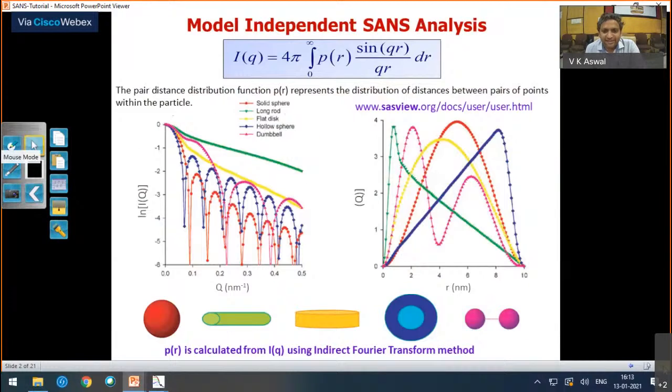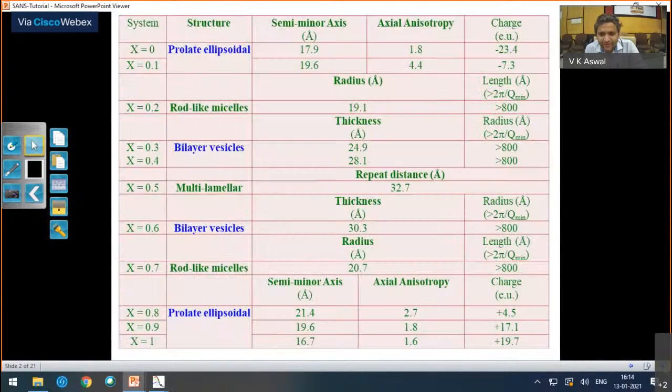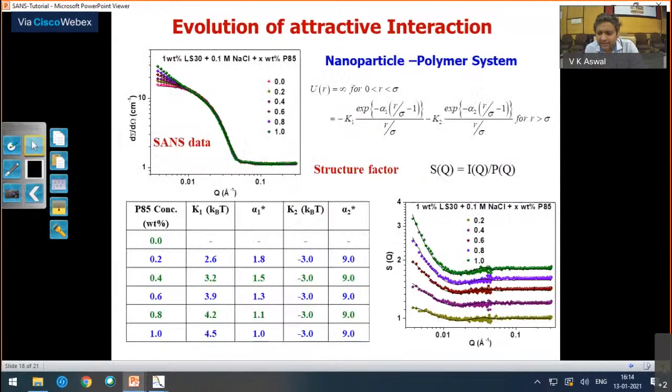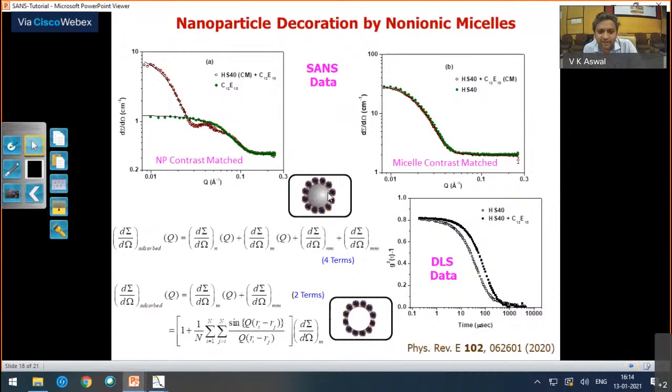I will just quickly touch upon all the data. Maybe there are many. This is another complex system, where this is the silicon. I am showing this just to show you the power of small angle scattering, from very basic to very elaborate systems. In this system, there is a silicon nanoparticle, and these are the micelles sitting on the surface of it. Such a complex system is easily simplified by this contrast variation.